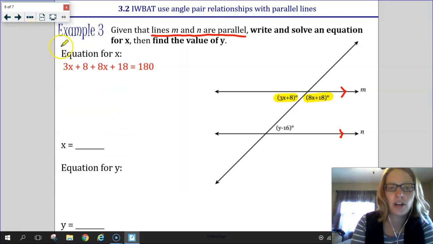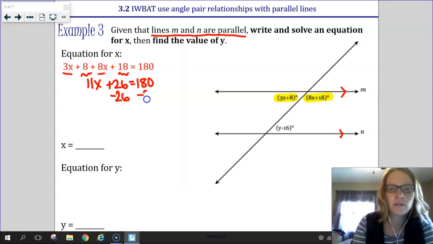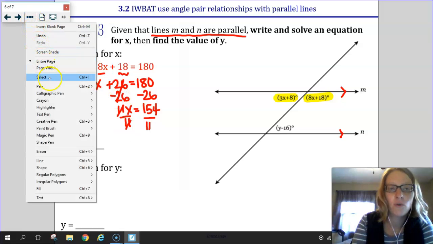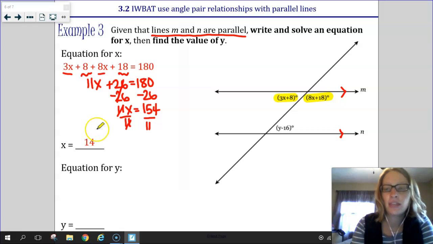To solve this equation for x, I'm going to combine like terms. So 3x and 8x can combine together to make 11x. 8 and 18 can combine together to make 26. And I'll set that equal to 180 degrees. Subtract 26 from both sides, and I'll get 11x equals 154. And my last step to get x alone will be to divide by 11 on both sides so that I just have x. When I do 154 divided by 11, I'll get that x is 14.